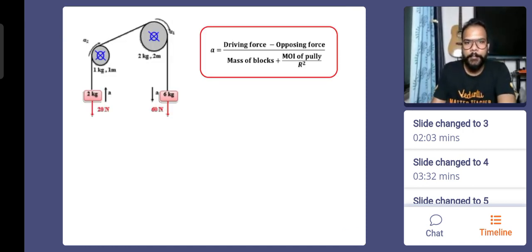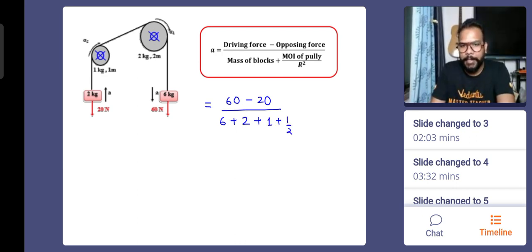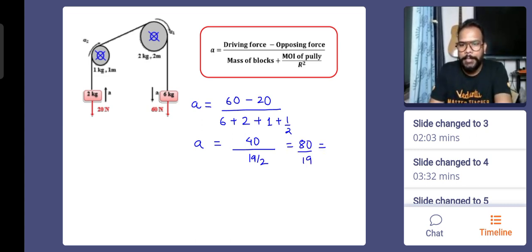So everyone, the driving force is 60 Newton, the opposing force is 20 Newton, the mass of the first block is 6 kg, the mass of the second block is 2 kg, and m by 2 for the first pulley is 1, and the same for the second pulley is half. Remember? So what are we getting? This is 40 divided by 6 plus 2 plus 1, that is 9, and 9 plus half is 9.5. Can I say that is 19 by 2? That's 19 by 2, correct? That means 80 by 19. Can I say it is 8g by 19? It has to be given in terms of g. So that's an answer already.